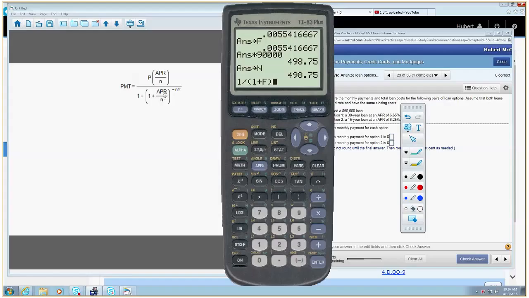1 divided by 1 plus this. And when I do it like this, what happens to my exponent? Turns from a negative to a what? Positive. So there's that number, and I'm going to raise it to the 30 times 12 is 360, 360th power. And then I'm going to subtract that from 1. And that's my denominator. Stow, alpha, D. So now I take alpha N and divide by alpha D. Enter. So what's my mortgage payment? $577.77.